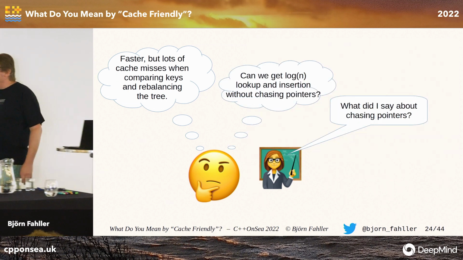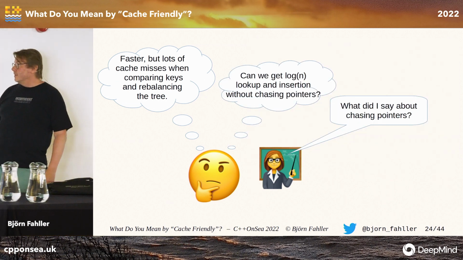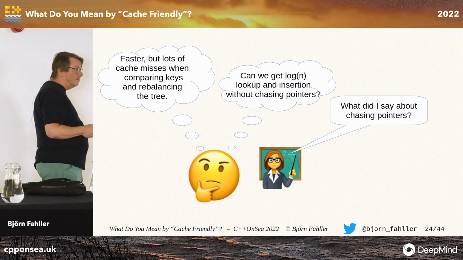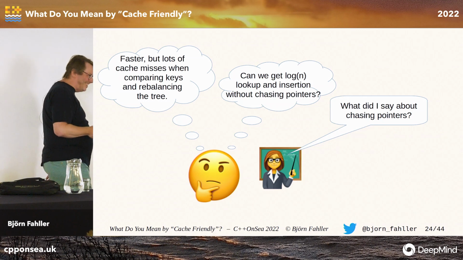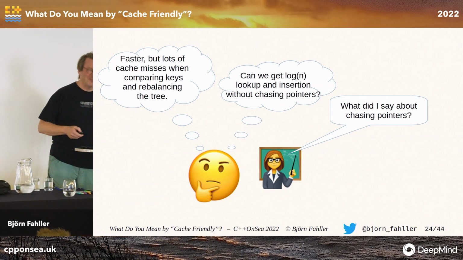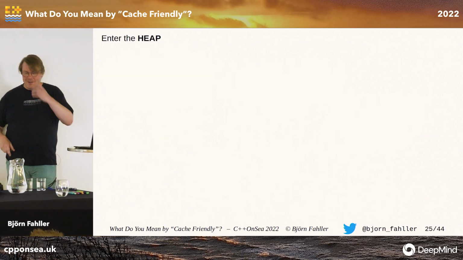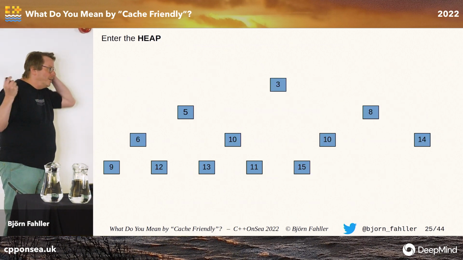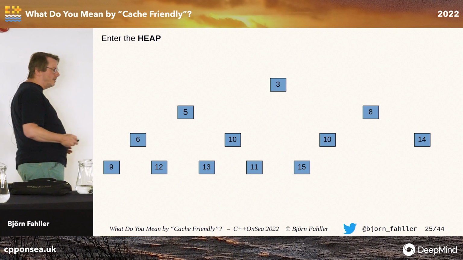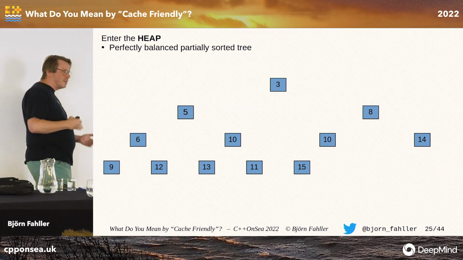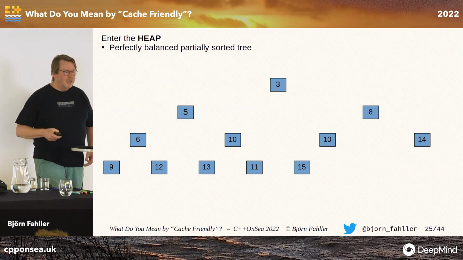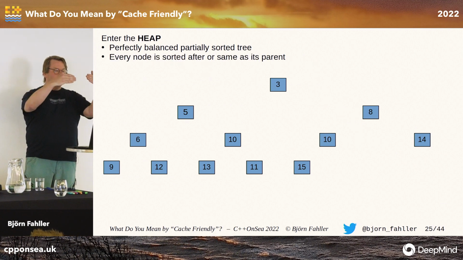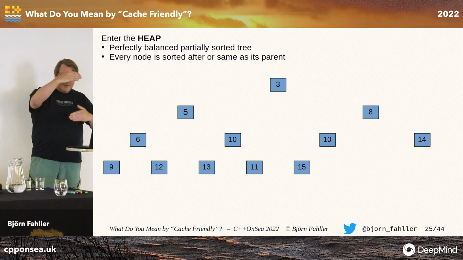So, can we get log n lookup and insertion without chasing pointers? Because that would be cool. Nodding, a lot of nodding, yes we can. Enter the heap. This is one of my absolute favorite data structures if you're not familiar with it. The heap is like this. It's a tree. It's a perfectly balanced, partially sorted tree. And by partially sorted, I mean that every node is sorted after or the same as its parent.